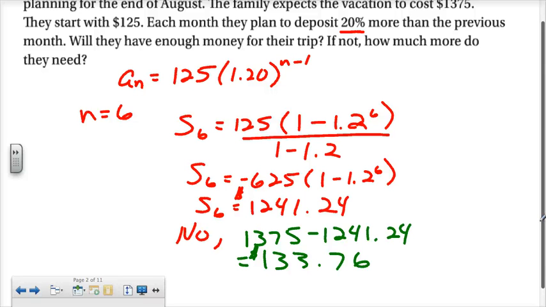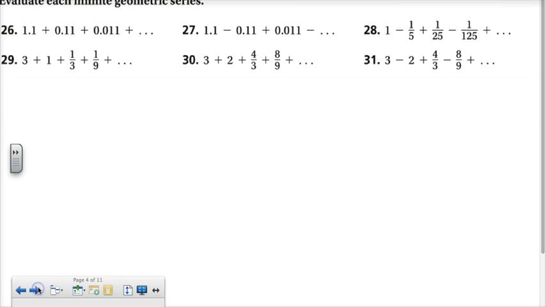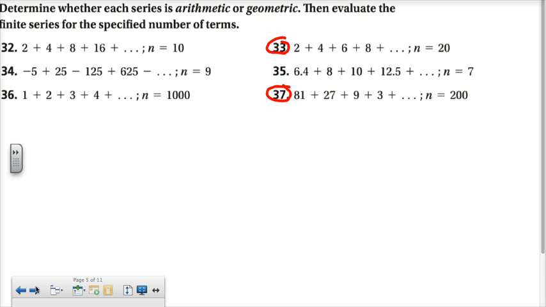Let's see. Next one on the list. There we go, 33. Determine whether each series is arithmetic or geometric, then evaluate the finite series for the specified number of terms. So I have to be careful here and recognize which one it is before just jumping in. And with 33, the first thing I check is, is this arithmetic? And it certainly is, because they're adding 2 each time.